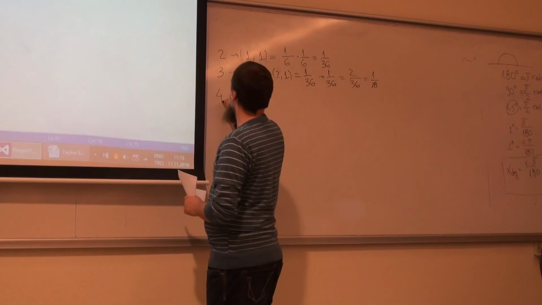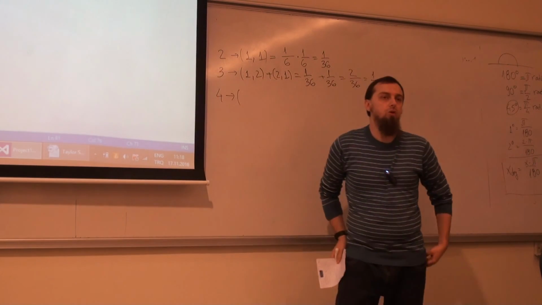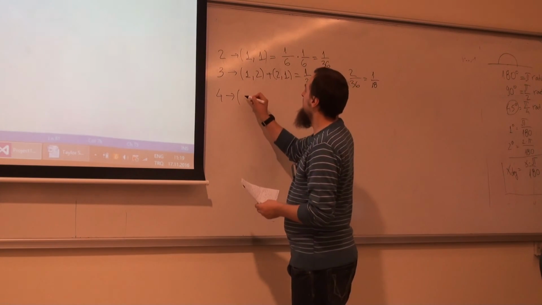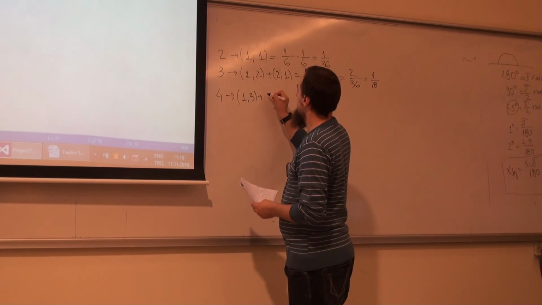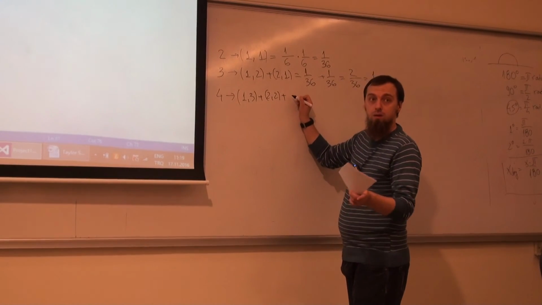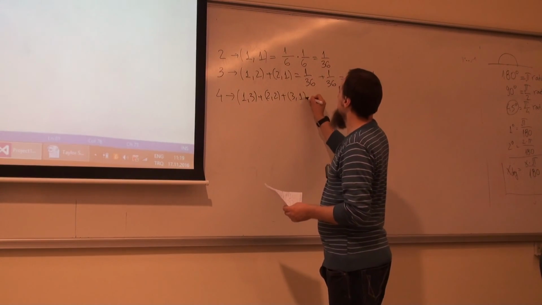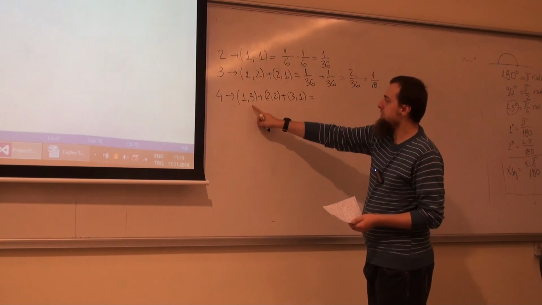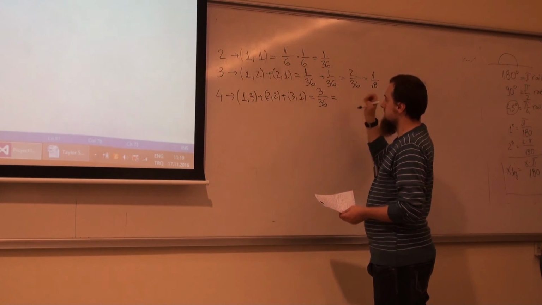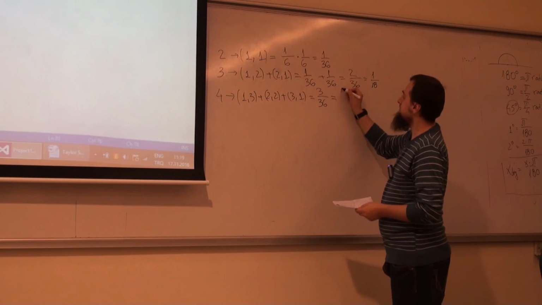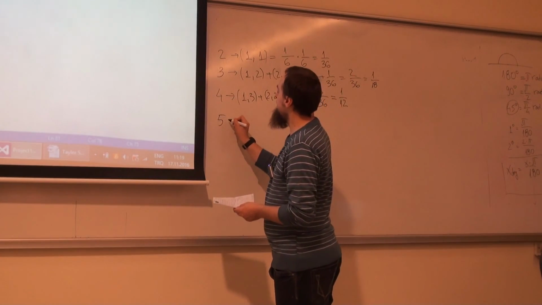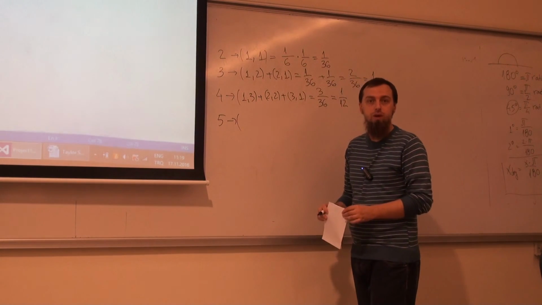Then in order to get 4, what should we do? 1, 3, yes. Then 2, 2. Then 3, 1. Something else? No, this is it. So this is 1 over 36, 1 over 36, 1 over 36. This is 3 over 36, which is how much? 1 over 12. Okay?